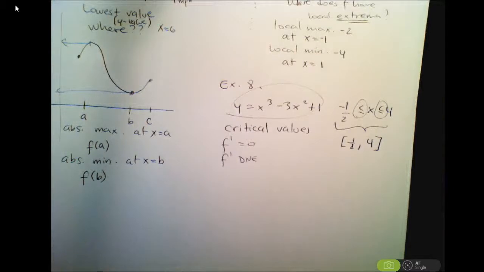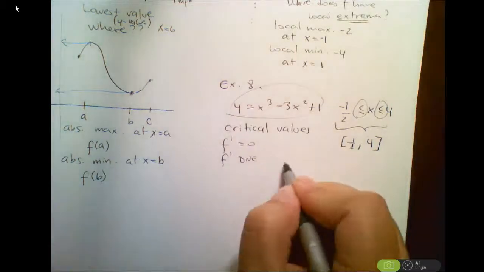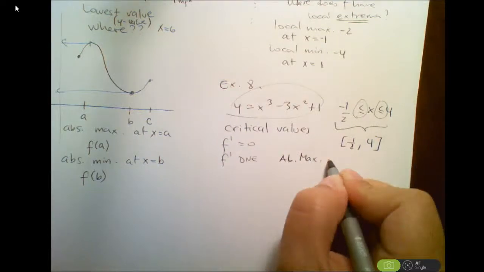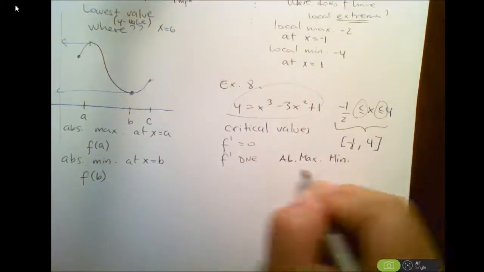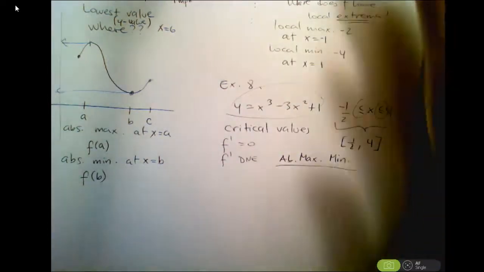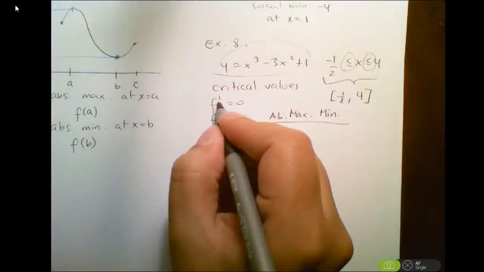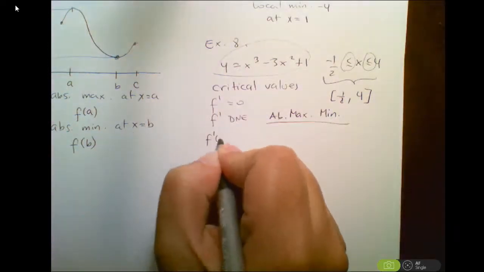What we need to find are the absolute values, the absolute maximum and minimum. That's our task. Now, if we don't have a calculator, we're going to put on our algebraic glasses, and we're going to be able to see what we cannot see without graphing. So the first thing, I need to find my derivative.